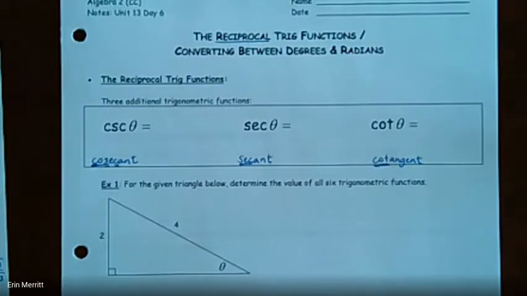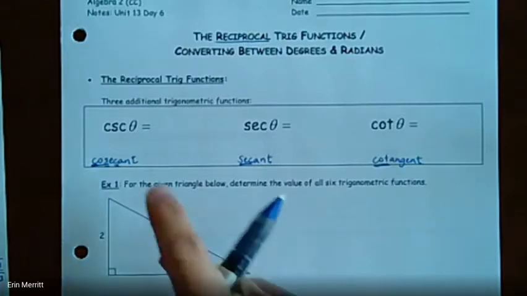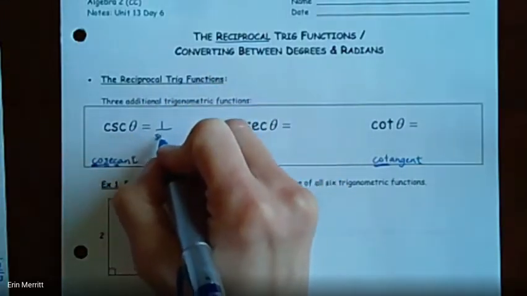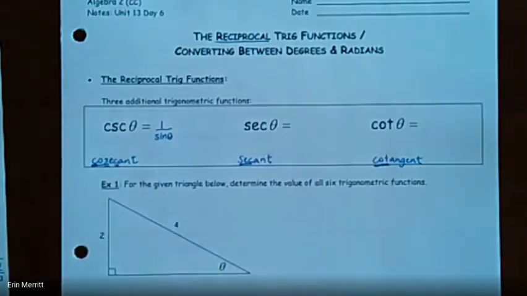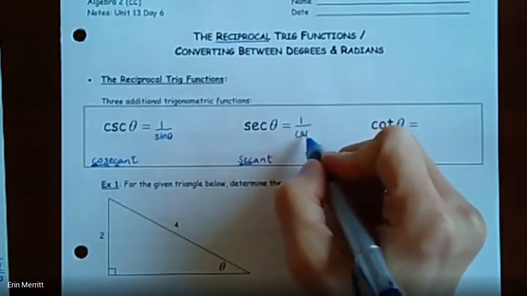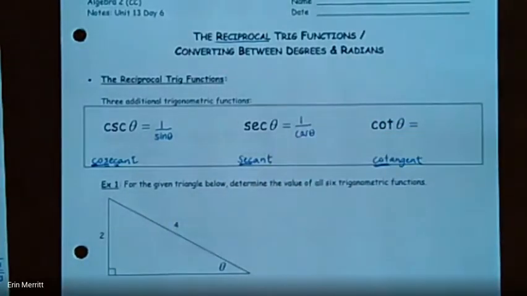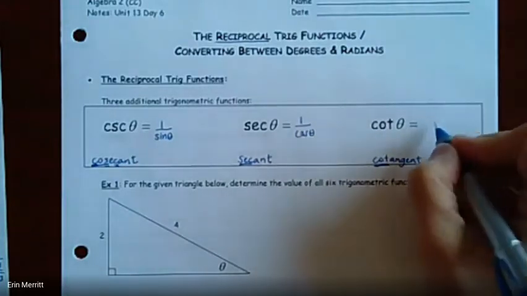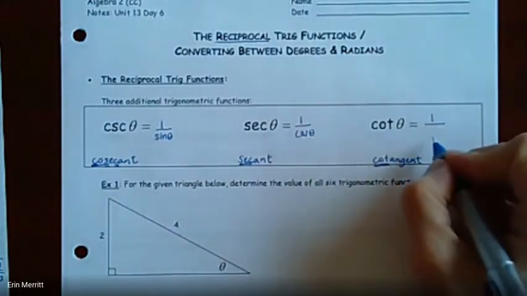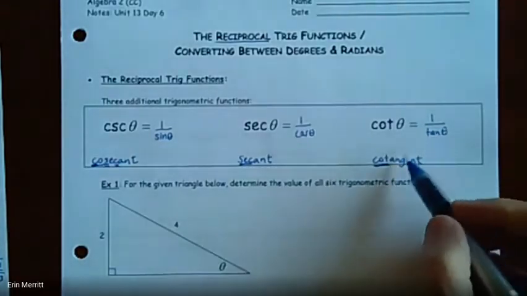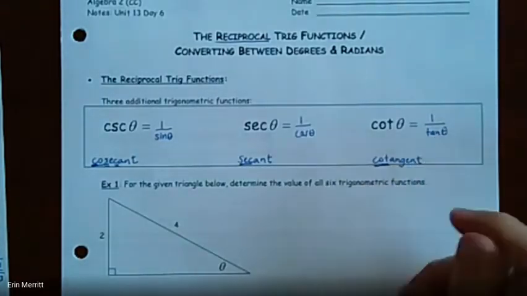All right. So here is how they are reciprocal functions. Cosecant is the reciprocal of sine, so it's equivalent to 1 divided by sine of theta. Secant is the reciprocal of cosine, so it's equivalent to 1 over cosine of theta. And then cotangent and tangent are reciprocals of each other, so cotangent is 1 over tangent. All right, so they're cofunctions and reciprocals is what I meant to say.